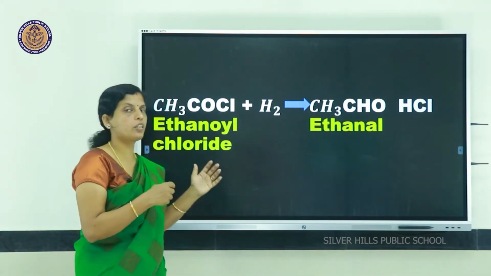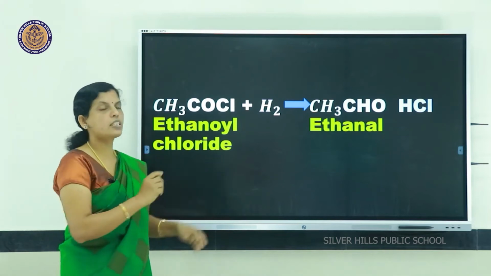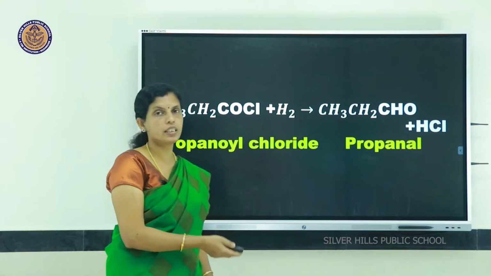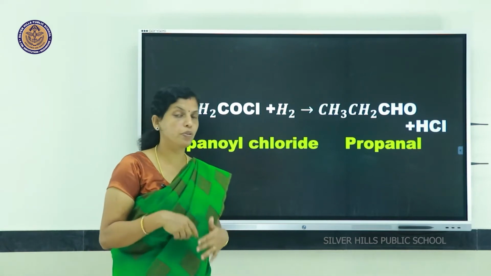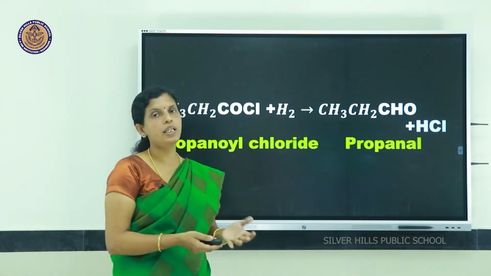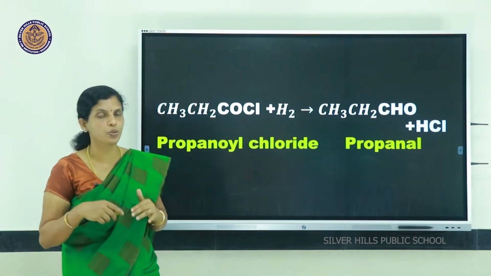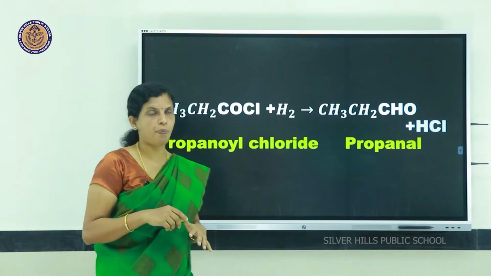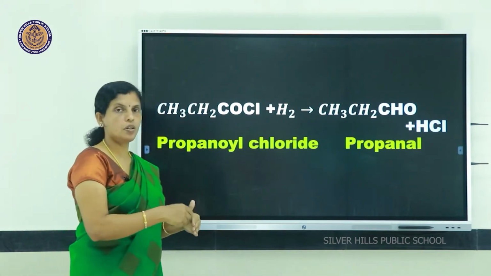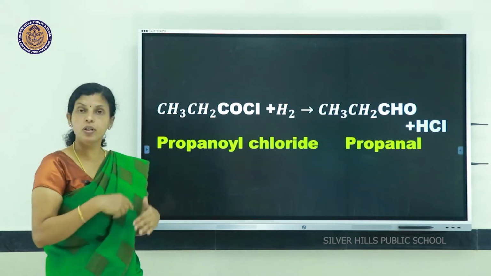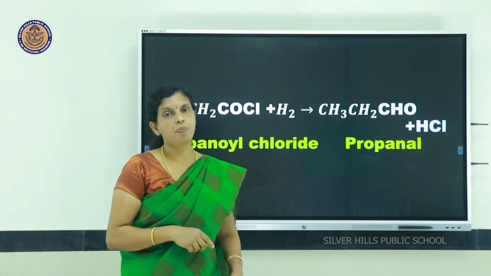If it is ethanoyl chloride, the product is ethanol. If it is propanoyl chloride, the product is propanol. If it is butanoyl chloride, the product will be butanol. So, there is no change in the number of carbon atoms during the Rosenmund reduction reaction. Ethanoyl chloride gives ethanol, propanoyl chloride gives propanol, and butanoyl chloride gives butanol.